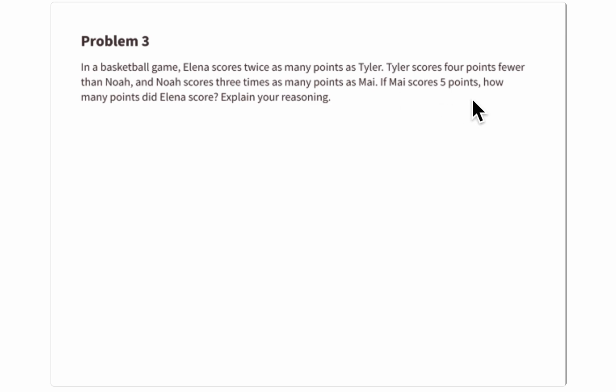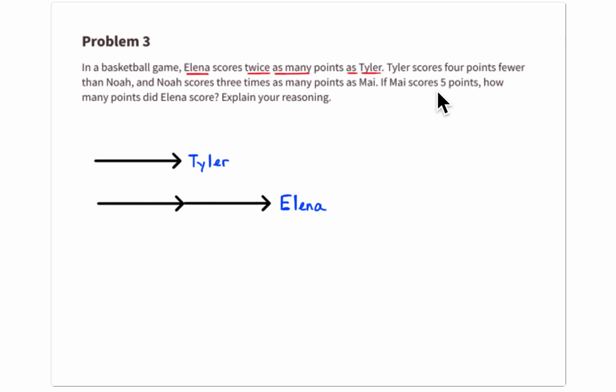In the end, they tell you how many points May scored, and that's going to be the key to solving this problem. No matter how many comparisons they give you in the problem, eventually they have to tell you the number of points that at least one player scored. And then you can use that to calculate back to figure out, in this case, how many points Elena scored.